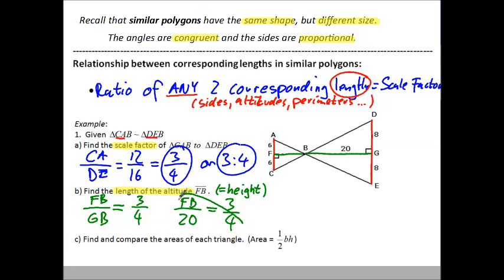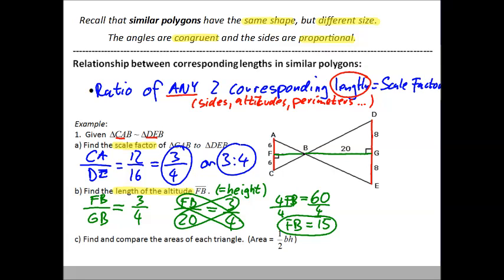And now we can go ahead and cross multiply to solve this proportion. And we get 4 FB is equal to 60. Divide both sides by 4. And we get FB is equal to 15. And that is the altitude of triangle CAB.